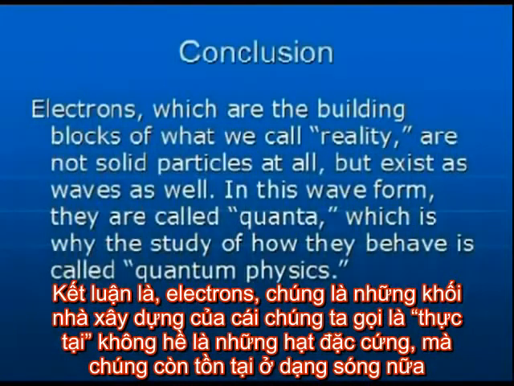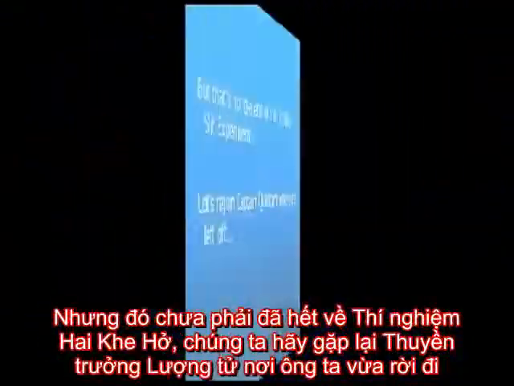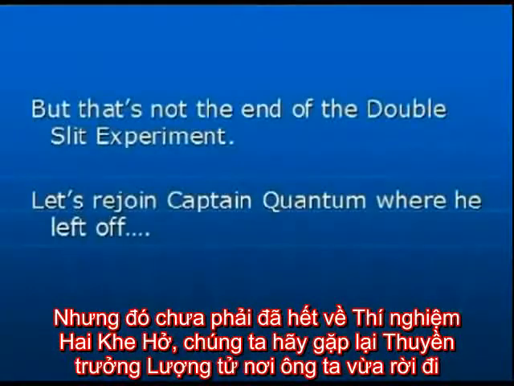The conclusion is that electrons, which are the building blocks of what we call reality, are not solid particles at all, but exist as waves as well. In this wave form, they are called quanta, which is why the study of how they behave is called quantum physics. But that's not the end of the double-slit experiment.